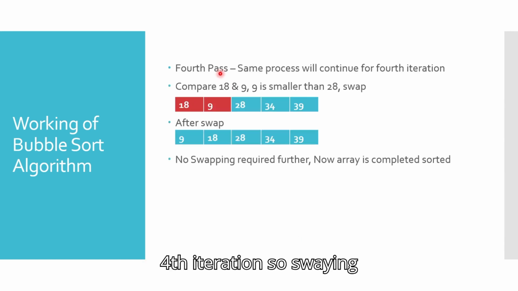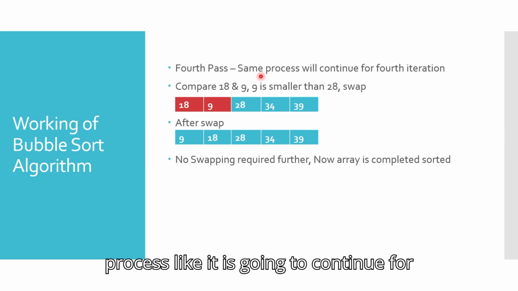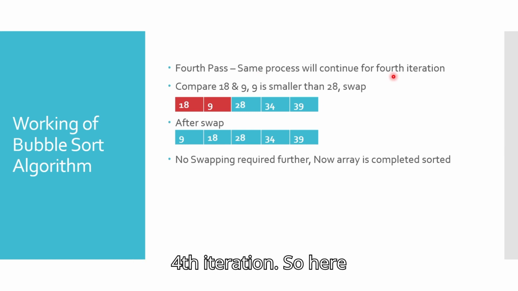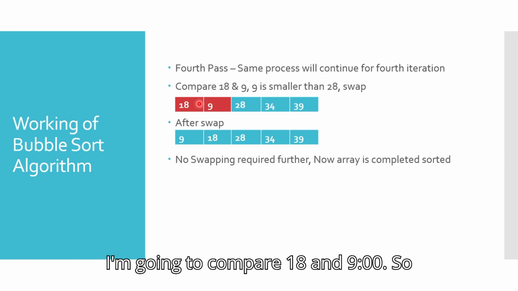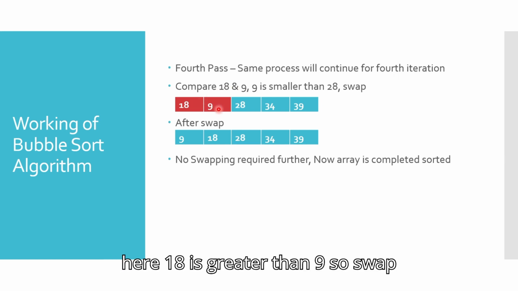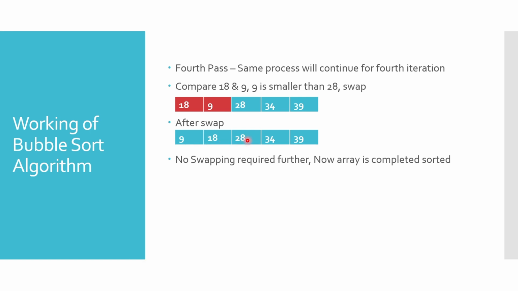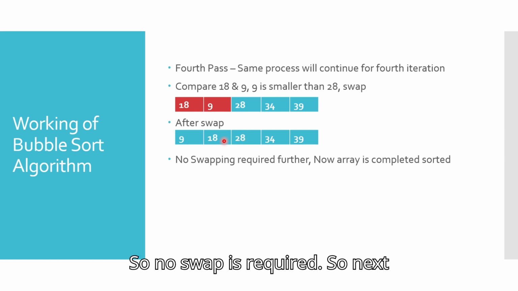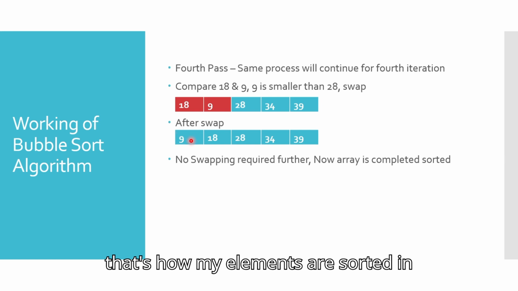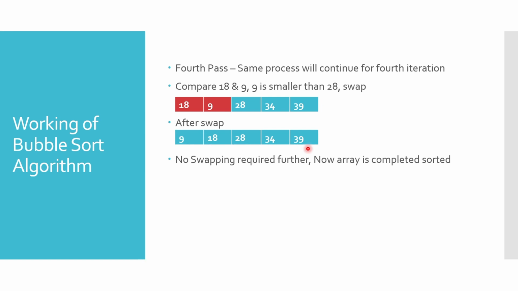Now it comes to the fourth iteration. Same process, it continues for the fourth iteration. Here I compare 18 and 9. 18 is greater than 9, so a swap is required, and after the swap, 9 and 18. Then it compares 18 and 28, so no swap is required. Next 28 and 34, no swap is required, and 34 and 39, no swap is required. So that's how my elements are sorted in ascending order: 9, 18, 28, 34, 39.